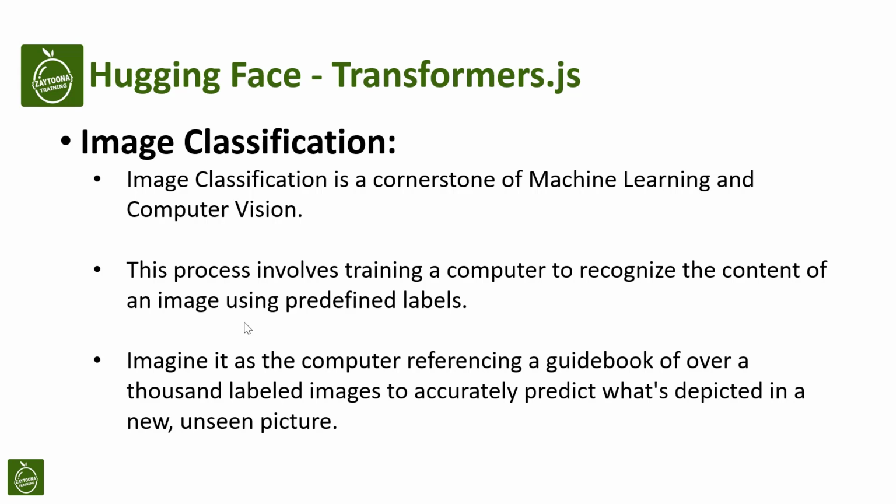Image classification is fundamental in the field of machine learning and computer vision. At its core, this technique revolves around training a computer to identify the content of an image by referencing predefined labels. Training with labeled data involves teaching the model using examples where the correct answers or labels are already known. Think of image classification as the computer consulting a vast guidebook filled with more than 1,000 labeled images, all to make an accurate prediction about a new unfamiliar picture.